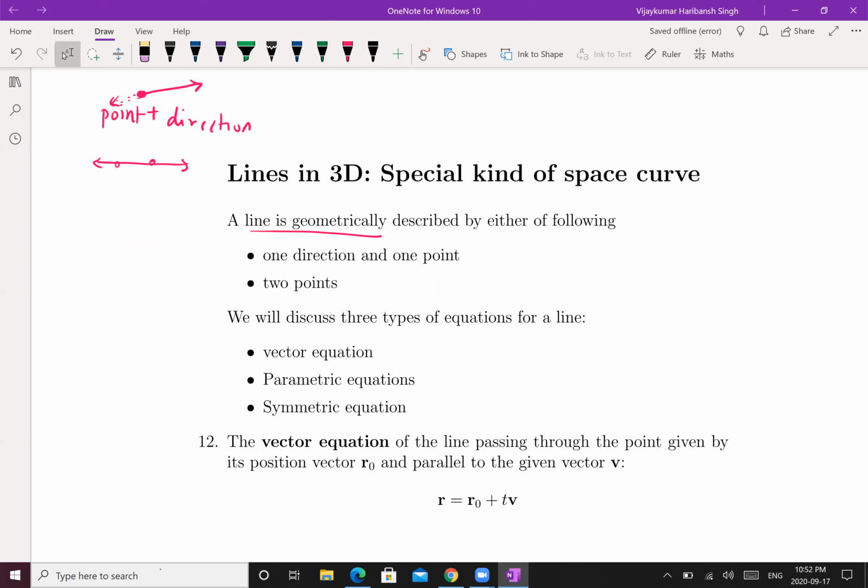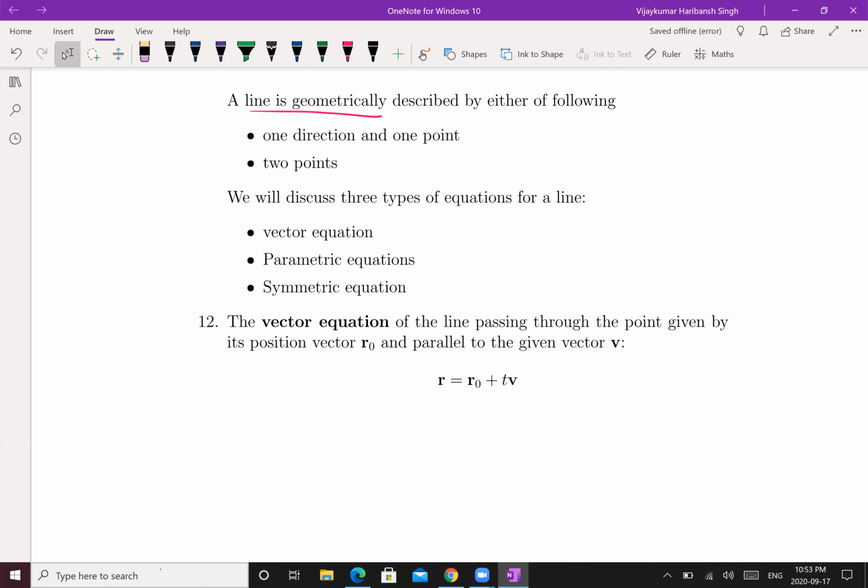So if this is a geometric aspect of a line, then algebraically, when we want to find the equation of a line, either of these two things should be sufficient. Okay, so that is what we are going to do. In this lecture, we are going to have 3 kinds of equations of a line. One is vector equation, second is parametric, and the third one is symmetric. So these are the 3 kinds of equations we are going to study in today's lecture. So first, we will discuss the vector equation of a line.